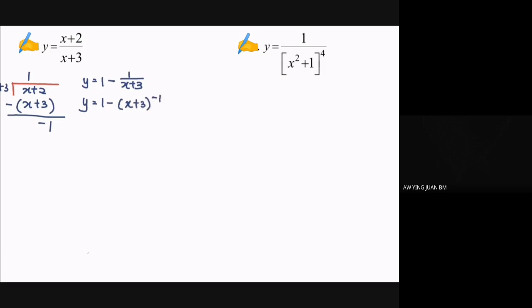Next, differentiate the situation with respect to x. So dy dx will be equals to, differentiate 1, we will have 0. Negative, multiply with the power where we have negative 1, bracket x plus 3 to the power of negative 2. Kindly differentiate the internal function x plus 3 and we will have 1. Rewrite the situation, dy dx is equals to 1 over x plus 3 to the power of 2.